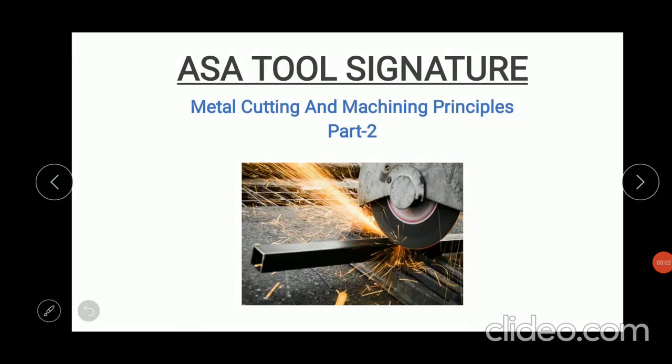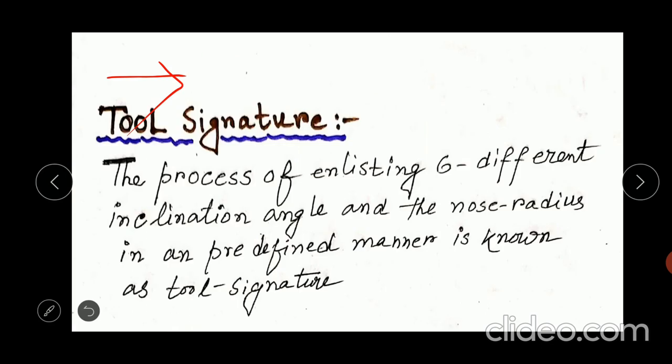Welcome everyone to this series of videos on the subject metal cutting and machining principles. This is the second part, and in this video I am going to share a simple way to remember all the 6 different angles in a sequenced manner as proposed by the ASA tool signature system. So let's see what is a tool signature.